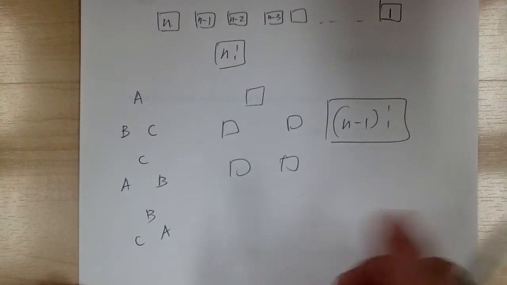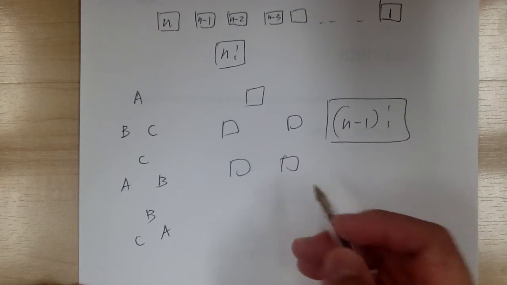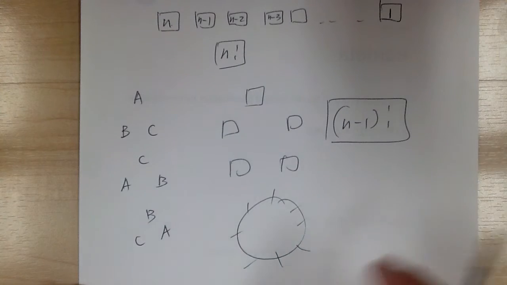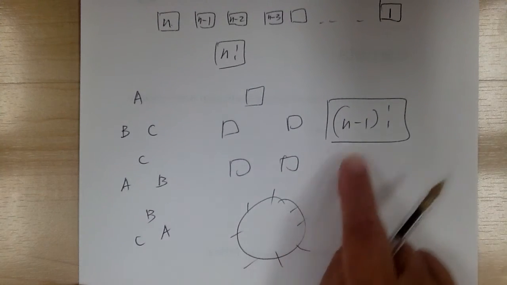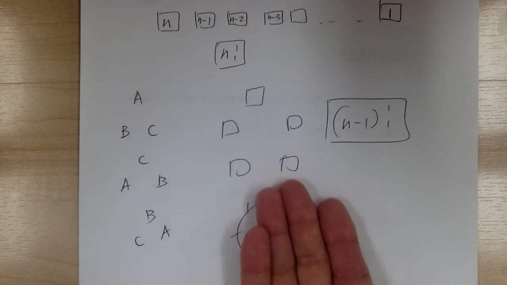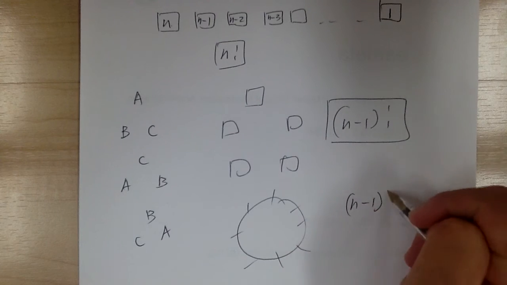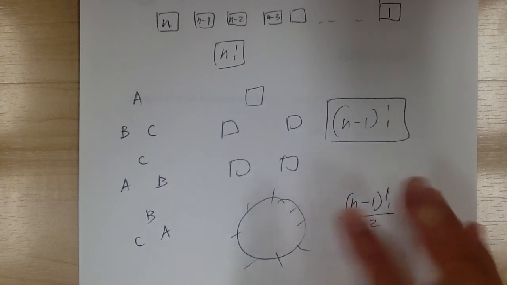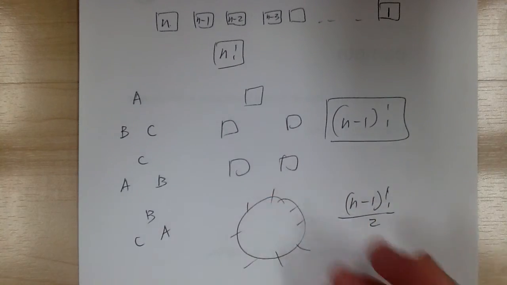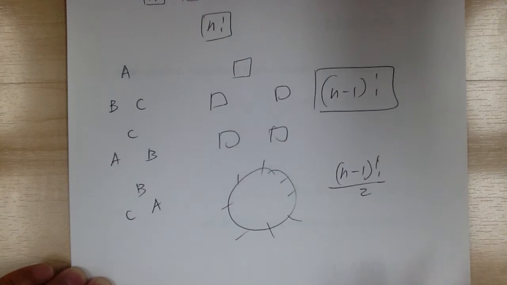Now, if you have a keychain and you arrange the keys on it, you have to do one more step. Not only is it a circle, so you need n minus 1 factorial, but the keychain you can also flip over. Therefore, you need n minus 1 factorial divided by 2. You can rotate, and you can also flip it over, so you have to divide by 2 to account for the flipping.